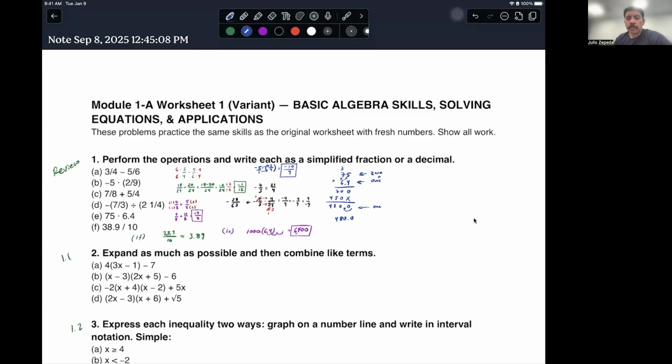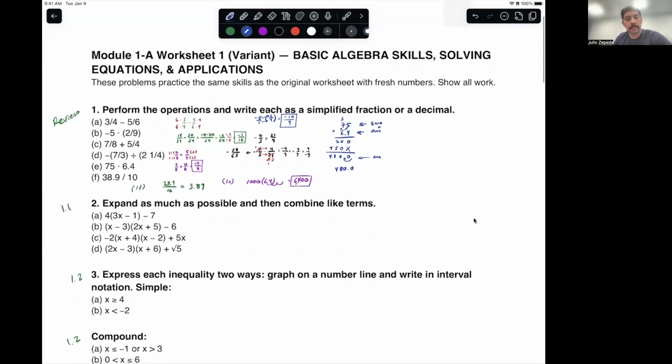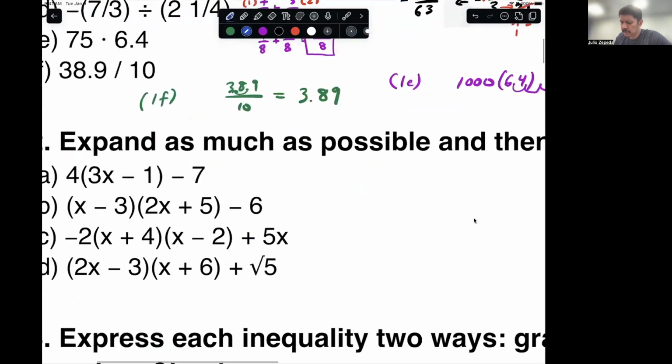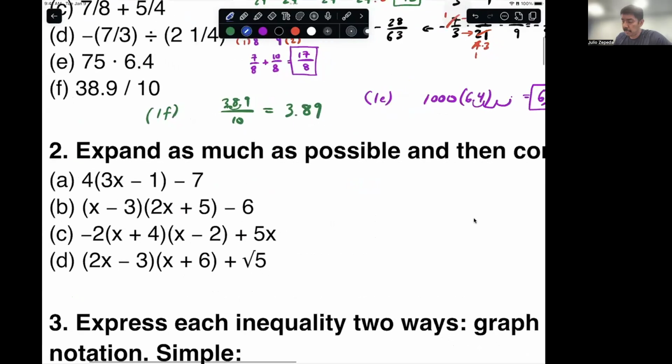Okay, so here we're going over problem number 2, which is to expand these expressions as much as possible and then combine like terms. And so it looks like most of these is just going to require multiplication. So let's go ahead and do one of these. Let's start with part A.